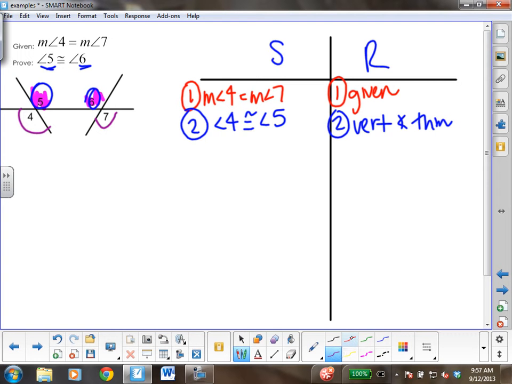You could also state what the vertical angle theorem says. Vertical angles are congruent. I'm also going to say that angle 6 is congruent to angle 7, again because of the vertical angle theorem.